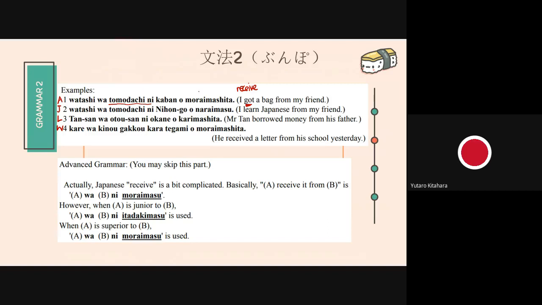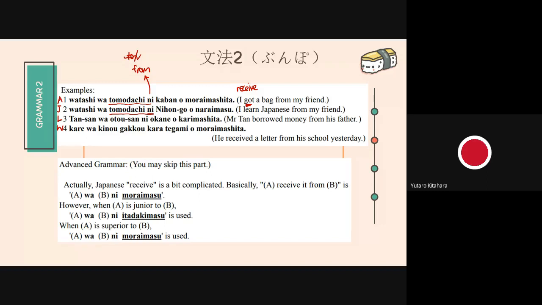So receive a bag from friend. Ni is from. Cannot be to, right? I receive a bag to friend, something wrong. It's give to friend, receive from friend. So again, it's just the to or from, but this case is confirmed to be from, because of receive. Okay, James. Watashi wa tomodachi ni nihongo wo naraimasu. Very good. Learn Japanese from friend. Correct. Ni is from again, just to keep reminding you all.